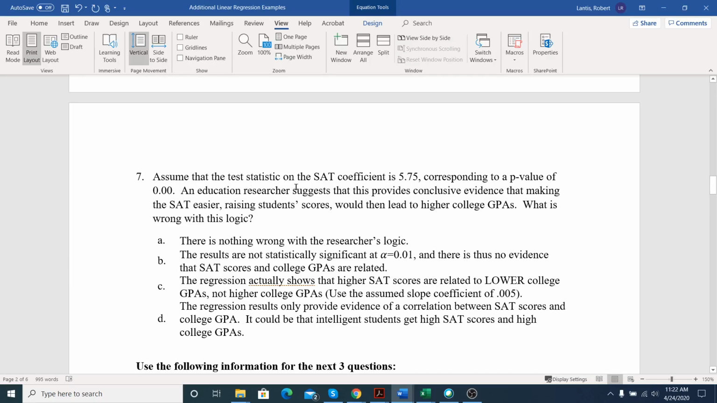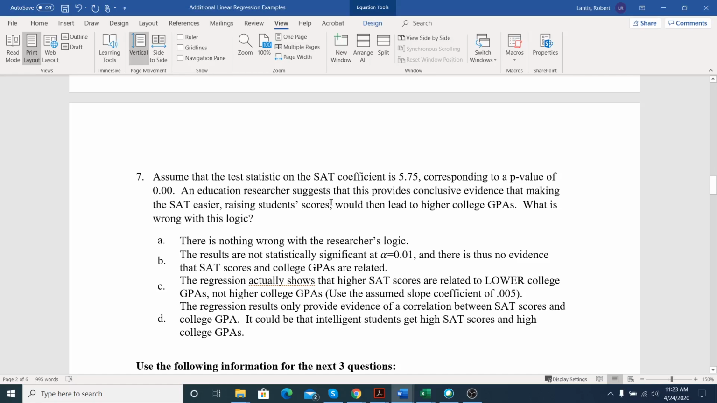So assume the test statistic on the SAT coefficient is 5.75, corresponding to a p-value of pretty much 0. An education researcher suggests that possibly if we just make the SATs easier, that would raise students' scores, and then that would lead to higher GPA. So what's wrong with this logic?